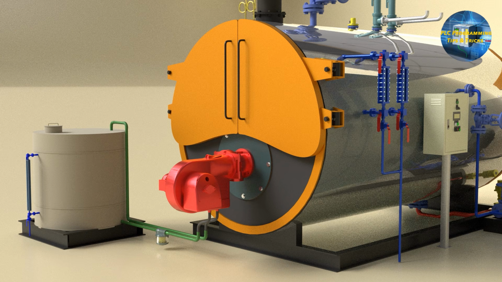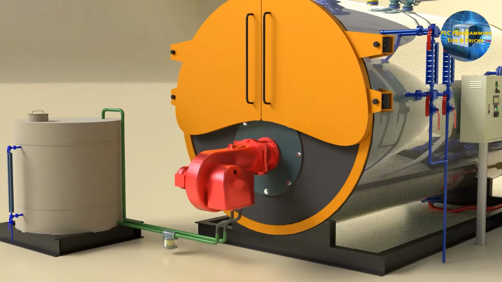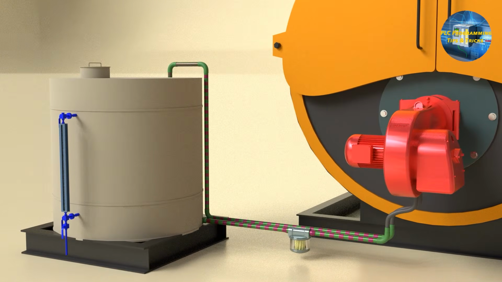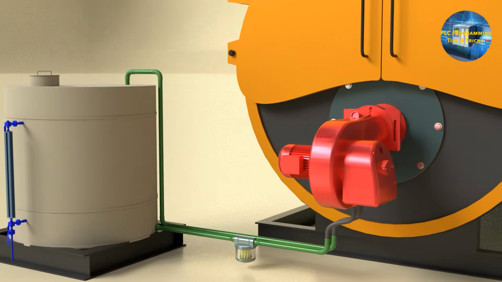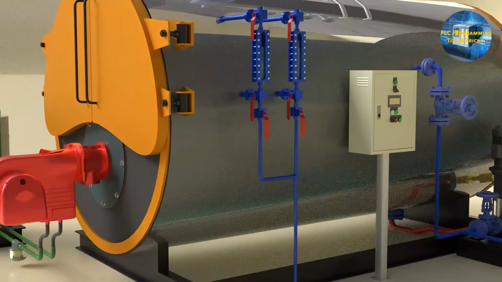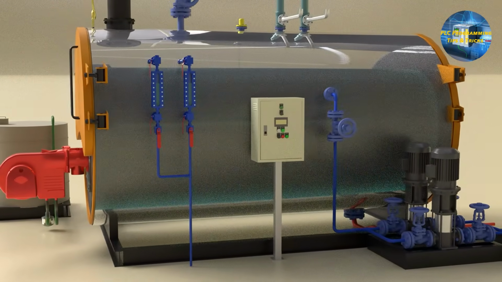The diesel burner is connected via pipes to the diesel tank. The fuel is drawn into the burner through a fuel filter to ensure that clean fuel enters the system. Excess fuel returns to the diesel tank via the return line. Burner parameters are tuned precisely to produce the correct air-fuel mixture and maintain a steady flame.